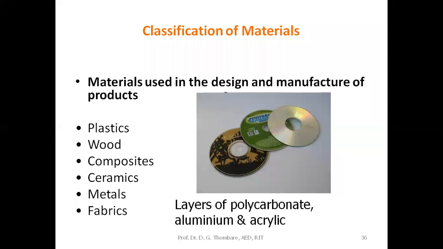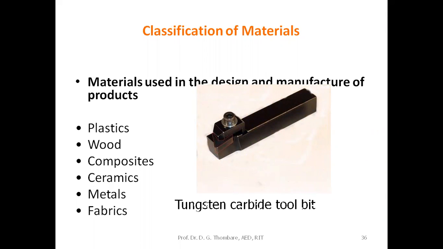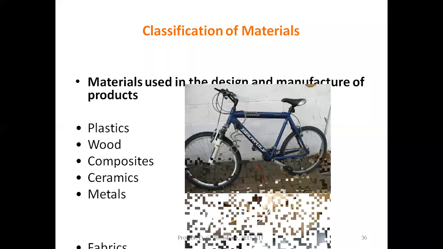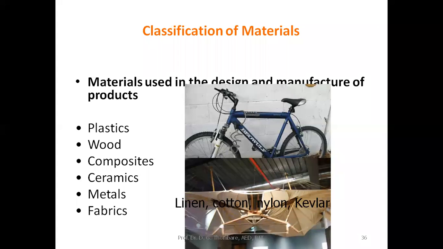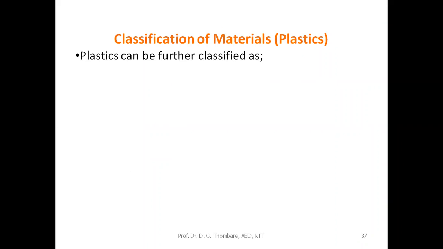The next example is your CD-ROMs or CD drives, which are normally made of polycarbonate. So this is the best material for that. Suppose you have to make tools for metal cutting. You need very high strength. For that, you have to go for tungsten carbide tool bits, which have very high wear resistance and good strength also. We took the bicycle example just now. If you have to make a ceiling or a false ceiling in a complex shape, then you can use cotton, linen, nylon, or biomaterials.